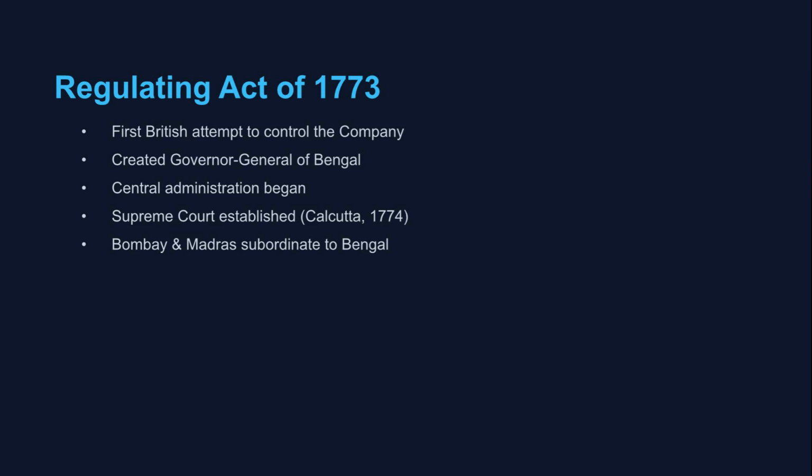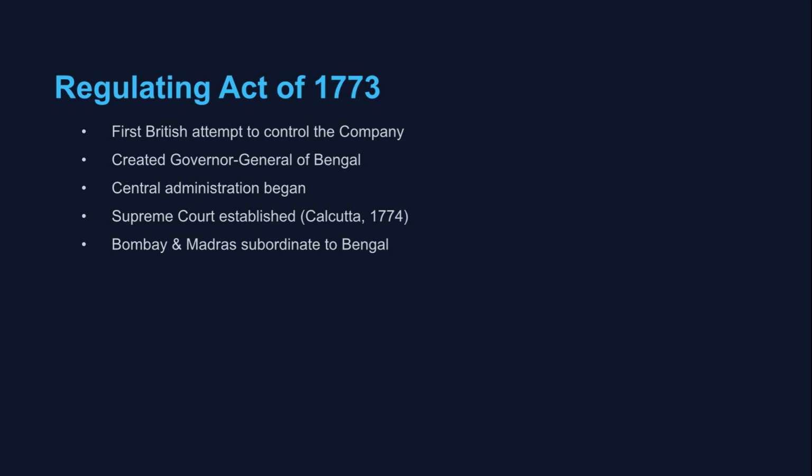Second, it created central administration in India. The Governor of Bengal became the Governor-General of Bengal with an executive council of 4 members to assist him. Lord Warren Hastings was the first Governor-General of Bengal. This was the beginning of centralized control. Third, it established the Supreme Court at Calcutta in 1774 with 1 Chief Justice and 3 judges, the first permanent court system in India.